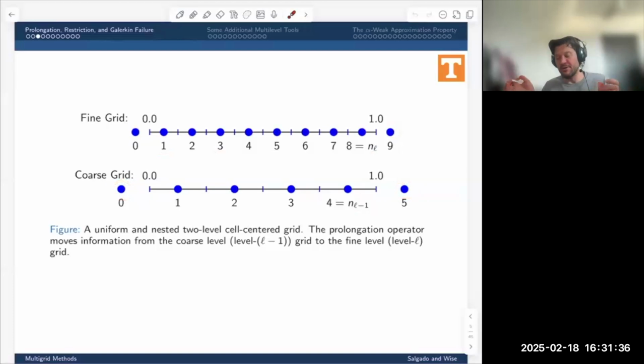Now, the values of the ghost cells, I should say, are usually filled with some sort of boundary conditions, so they're not really degrees of freedom. The degrees of freedom are really these interior nodes. In this case, there's exactly an even number of them: 4 on the coarse grid and 8 on the fine grid. In any case, the prolongation operator, as I said, moves information this direction, and restriction moves information that way.